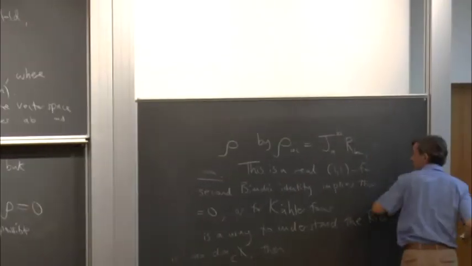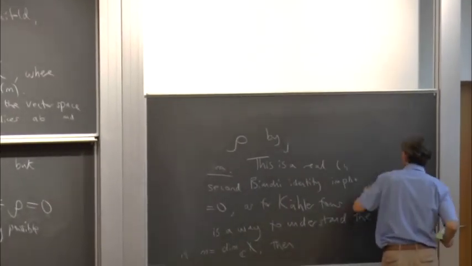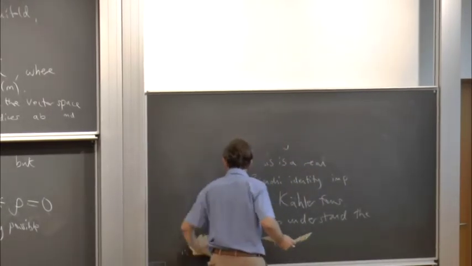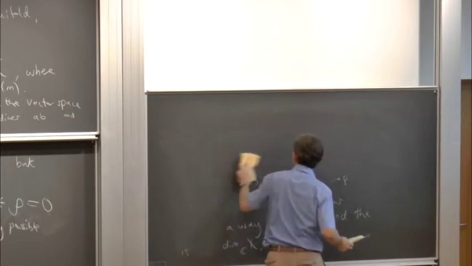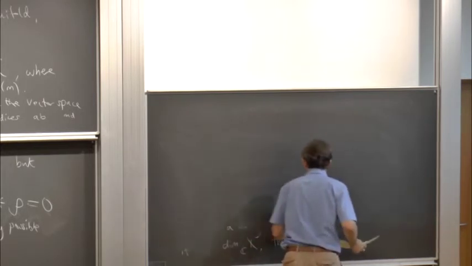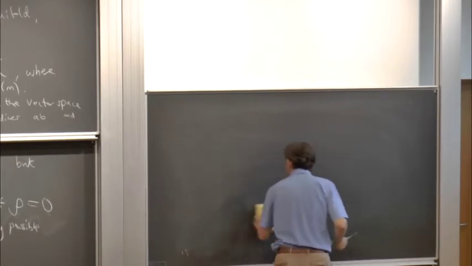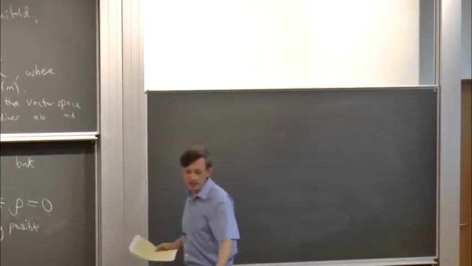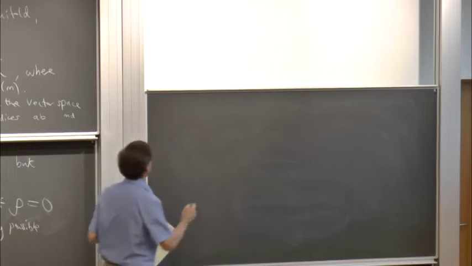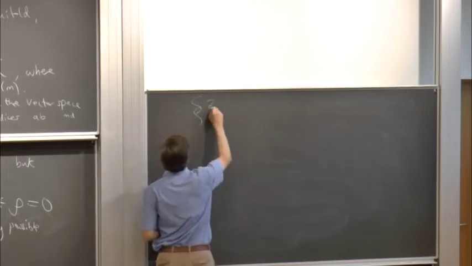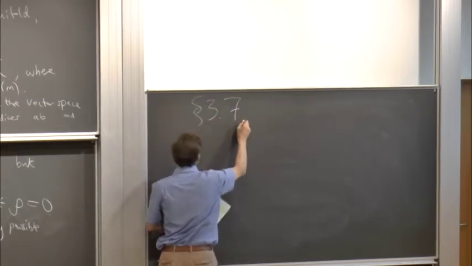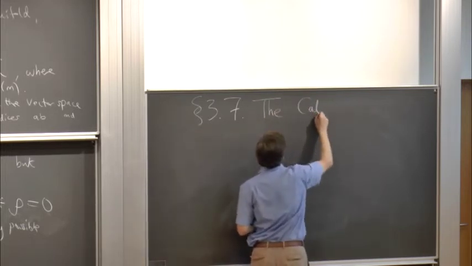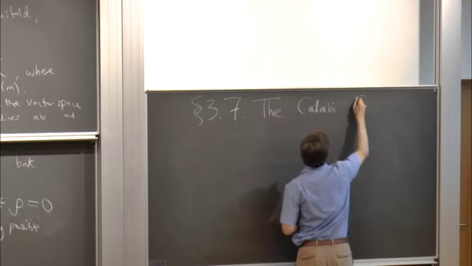We're now going to go on and talk about the Calabi conjecture. So this is not a conjecture anymore, it's a theorem, but it's still usually called the Calabi conjecture. And it concerns the Ricci curvature of Kähler manifolds. So we'll have a section 3.7 on the Calabi conjecture.